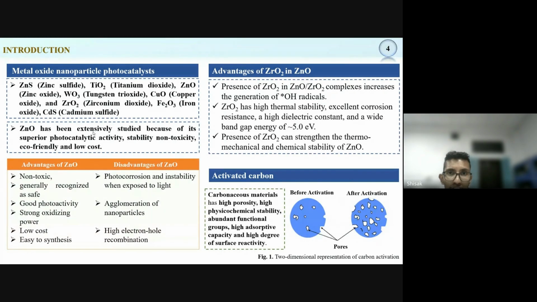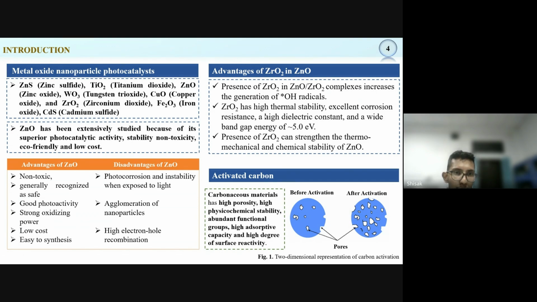In order to overcome this kind of issue, zirconium dioxide has been doped in zinc oxide, forming zinc oxide-zirconium dioxide complexes, which helps in increasing the generation of the OH radicals. Also, zinc oxide has a high thermal stability, excellent corrosion resistance, and a high dielectric constant, which helps the zinc oxide avoid undergoing such photocorrosion phenomena.